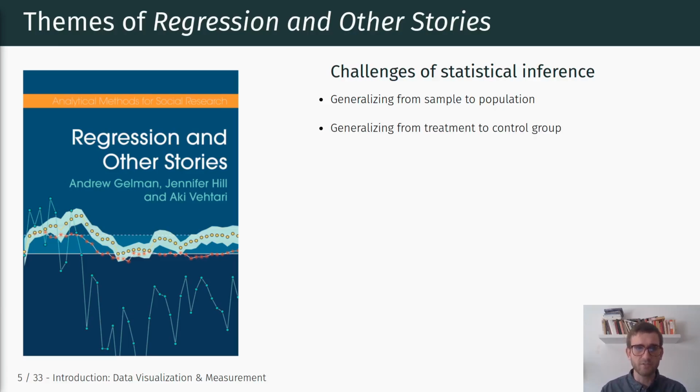The second challenge of statistical inference is generalizing from treatment to control group. And that's the key issue of causal inference that we also discussed last semester, which ultimately consists of comparing a treatment group and a control group. And ideally, this treatment group and the control group are equal on all other characteristics except for the administration of the treatment, or the lack of the treatment in the control group, right?